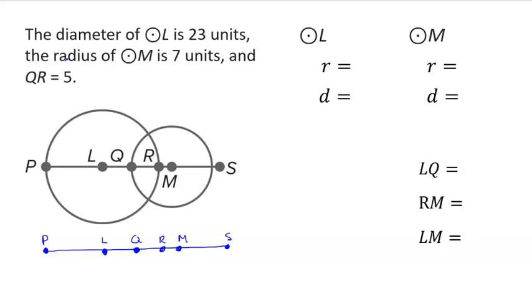Give yourself some room. Looking at this, it told me that the diameter of L is 23. That means that from here to here, it's going to be half of that, right? Because this is the radius. That makes this 11.5, half of 23. That also makes from here to here also 11.5.